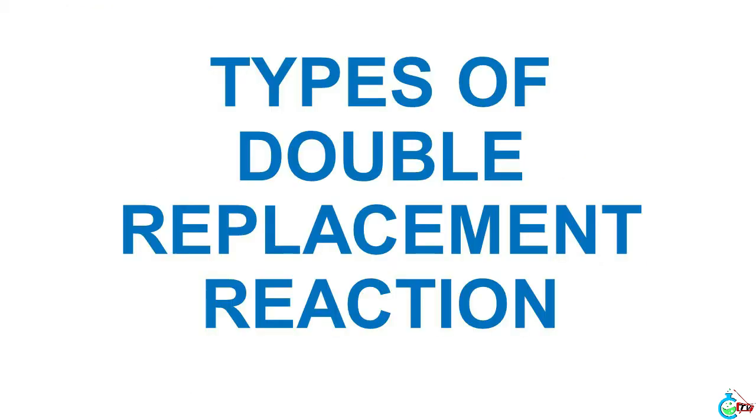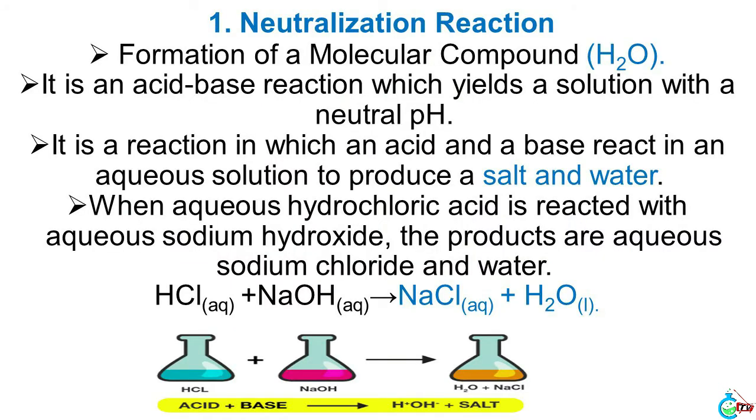Types of double replacement reaction. 1. Neutralization reaction. Formation of a molecular compound, H2O. It is an acid-base reaction which yields a solution with a neutral pH. It is a reaction in which an acid and a base react in an aqueous solution to produce a salt and water. When aqueous hydrochloric acid is reacted with aqueous sodium hydroxide, the products are aqueous sodium chloride and water. HCl(aq) plus NaOH(aq) yields NaCl(aq) plus H2O(l).